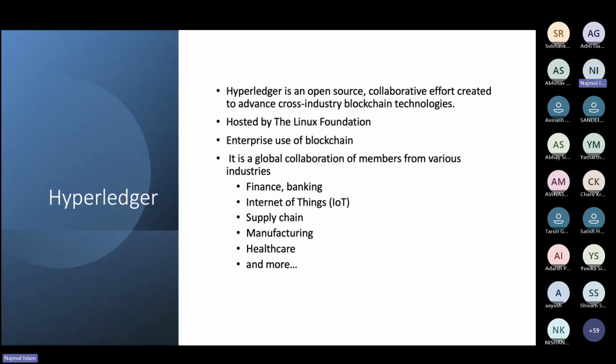Hyperledger provides blockchain solutions for enterprise or business use. And it is a collaboration of members from various industries, for instance finance, banking, Internet of Things, supply chain, manufacturing, healthcare, and many more.